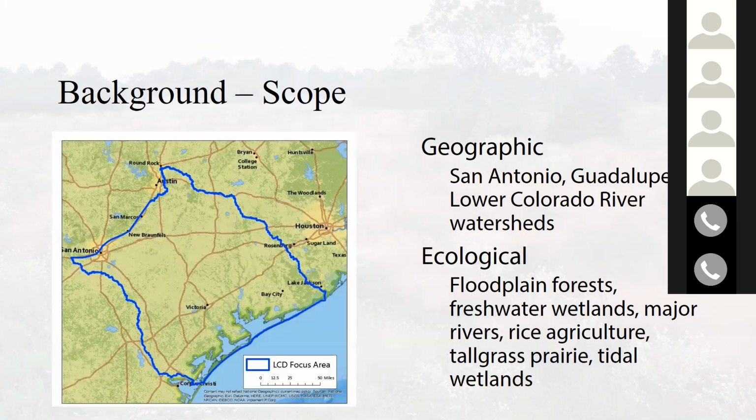So the scope of the project geographically was the watersheds of the San Antonio, Guadalupe, and Lower Colorado Rivers. And that spans from the Edwards Plateau between San Antonio and Austin down to the Gulf between Corpus and Lake Jackson. And ecologically, the scope is only a subset of habitats in this region. So we're not looking at all land in this pilot geography, but we are targeting certain types of habitats. And these are relatively broadly defined habitats. So we have floodplain forests, freshwater wetlands, major rivers, rice agriculture, tallgrass prairie, and tidal wetlands.